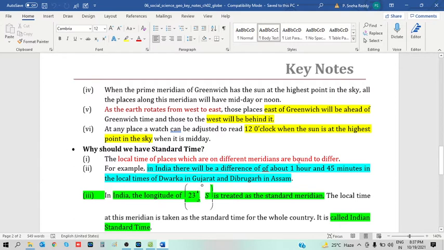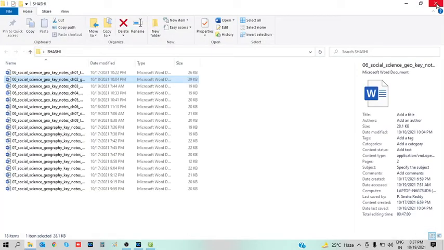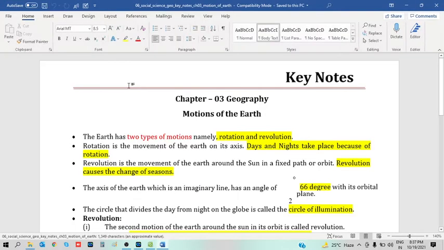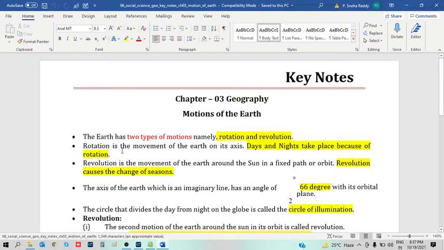So this is the second unit. Then I will discuss the third unit. I will make the notes for easier understanding for you. It's very simple. Just check it and understand the basic concepts, which is necessary for the basic steps, rather than going directly to the standard books. So the third unit in geography, 6th standard: motions of the earth.